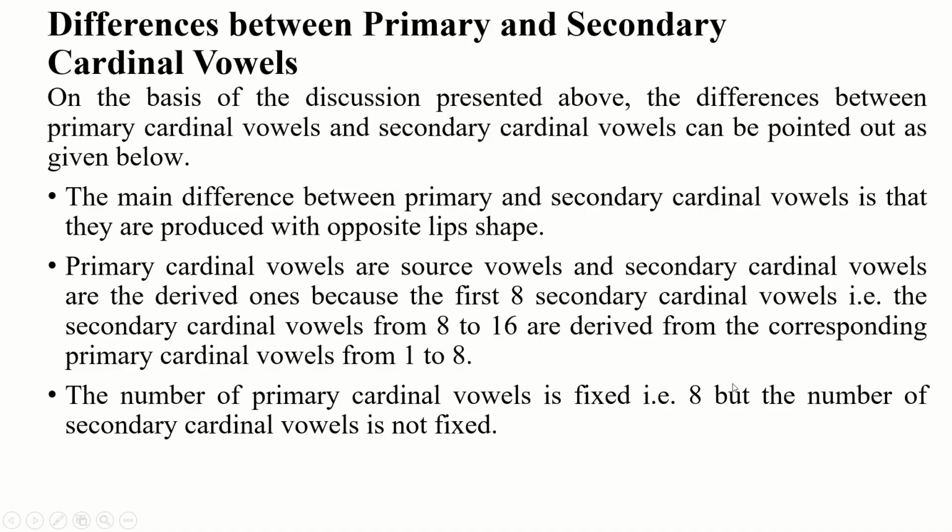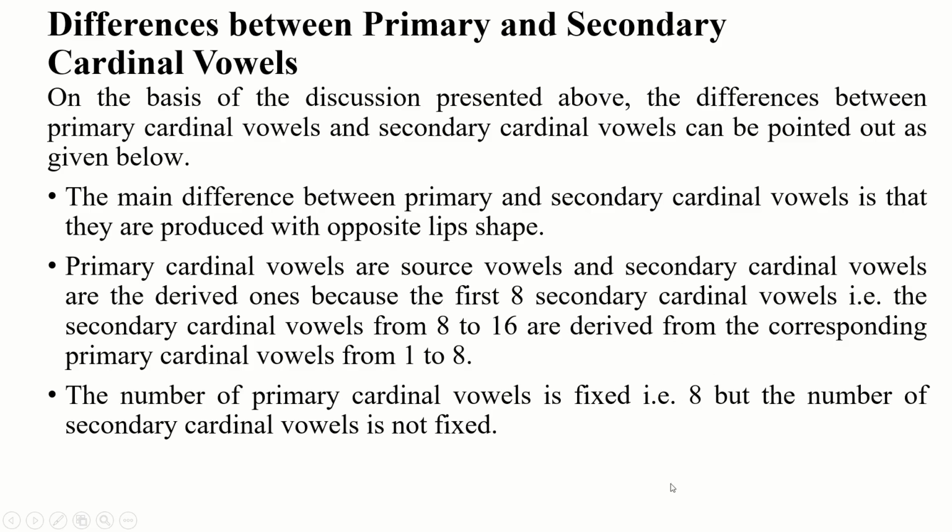The main difference between primary and secondary cardinal vowels is that they are produced with opposite lip shape. One, the major one: primary cardinal vowels are source vowels. They are the source vowels because they are the core vowels. Next one: secondary cardinal vowels are the derived ones, because the first eight secondary cardinal vowels, that is the secondary vowels from 8 to 16. Okay, not 8 to 16, 9 to 16.